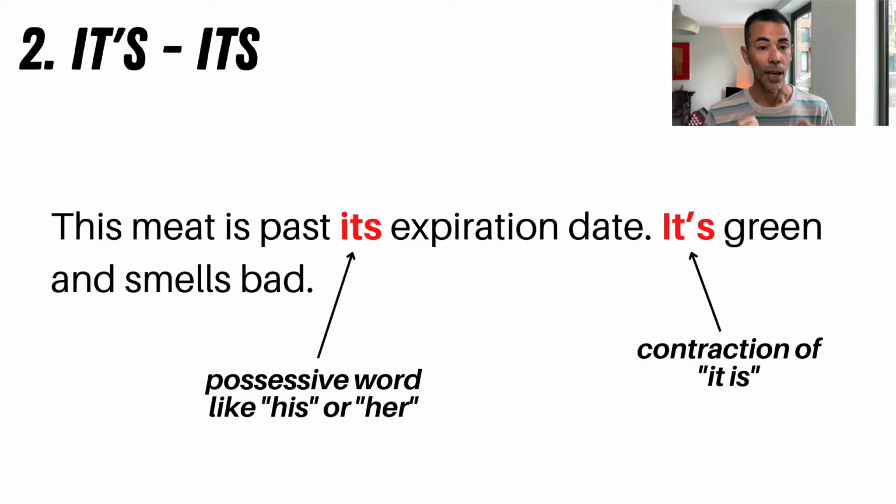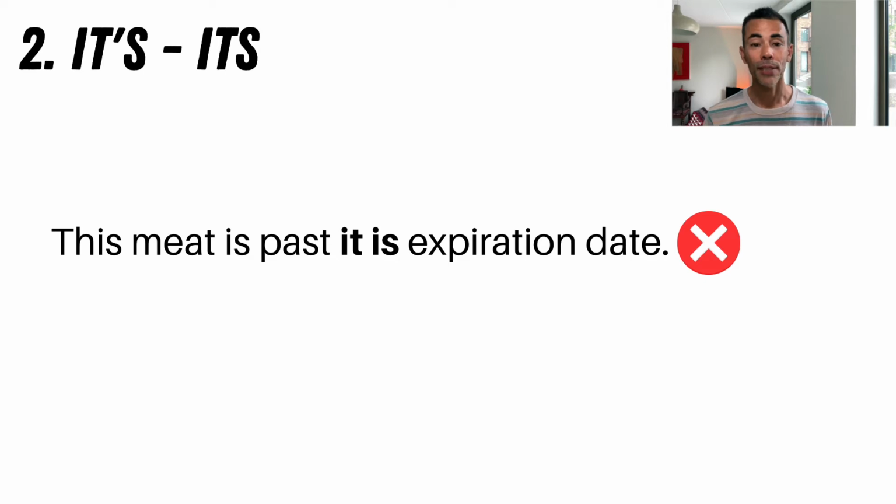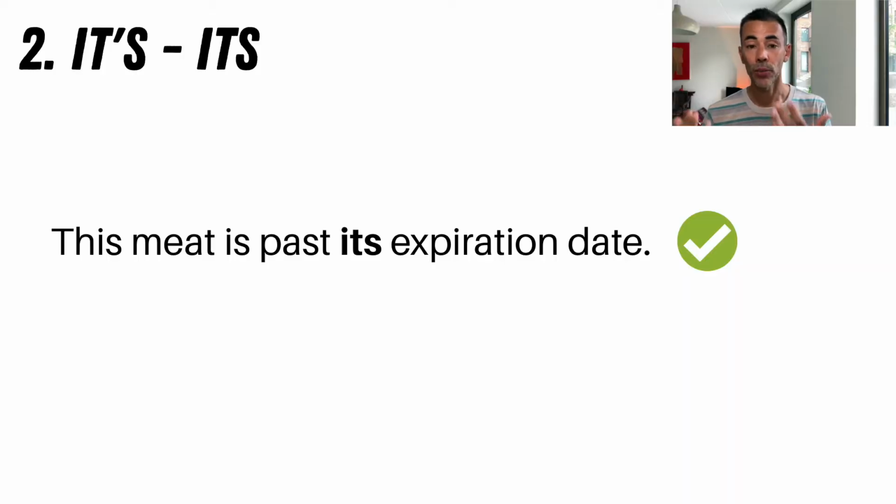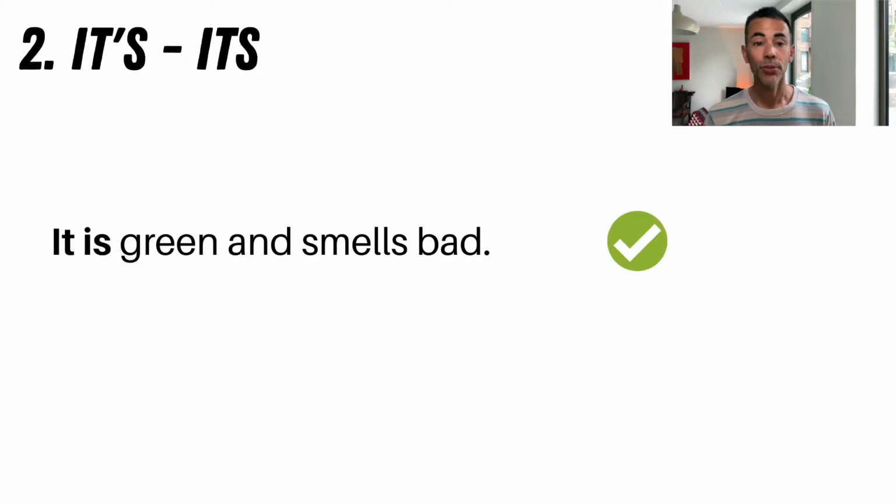It's, I-T apostrophe S, that's the contraction of it is. It is green. Again, to avoid this error, say your sentence out loud with it is instead. If it sounds strange, its, I-T-S, is probably the correct version to write. In this case, the meat is past it is expiration date. Definitely weird. So we should be using I-T-S, no apostrophe. It is green. That sounds good.